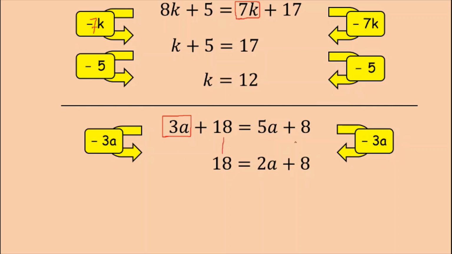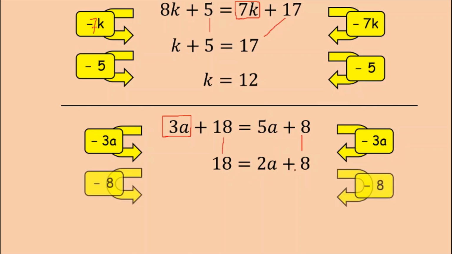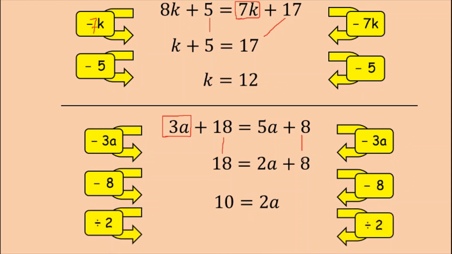Notice that the numbers aren't changing in that first step, okay? So don't change the numbers in the first step. You start by subtracting a letter. Then I'm going to subtract a number. I've got 18, 2a, and 8. I'm going to subtract 8 so that plus 8 disappears, leaving me with 10 is 2a. And if 10 is worth 2 of something, then 1 of that thing must be 5.